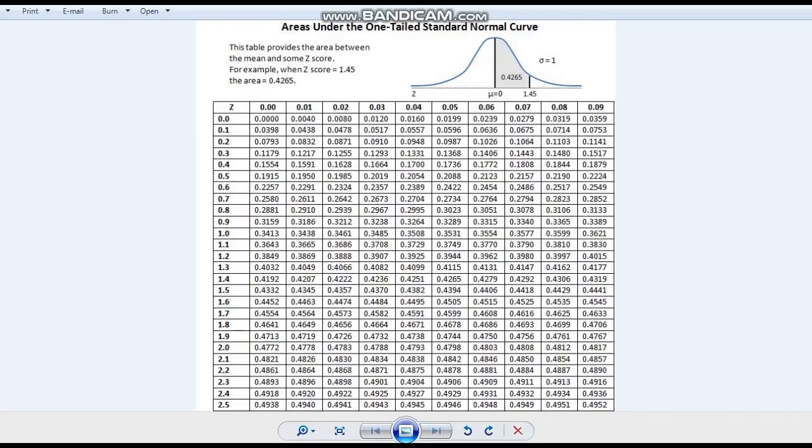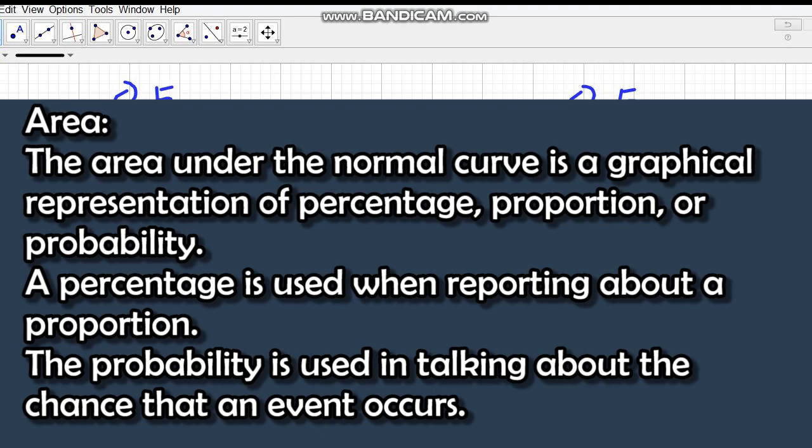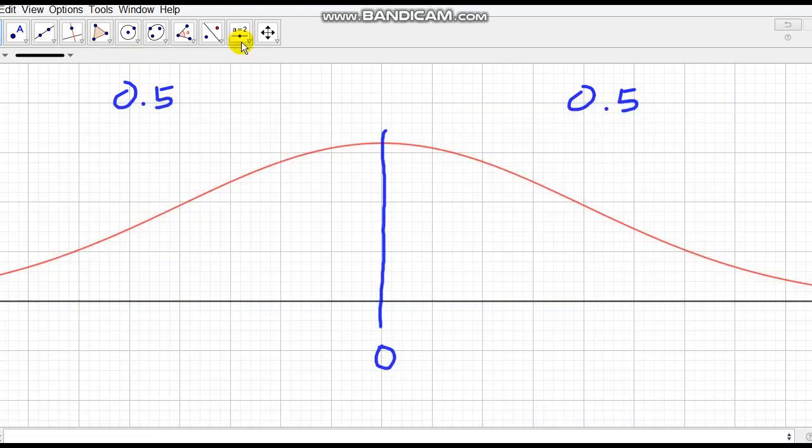So let's have some area. Remember that an area under the normal curve is a graphical representation of percentage, proportion, or probability. A percentage is used when reporting about the proportion, and the probability is used in talking about the chances that an event occurs. So let's have some examples on how we get the area under the normal curve, and then let's interpret what the area means.